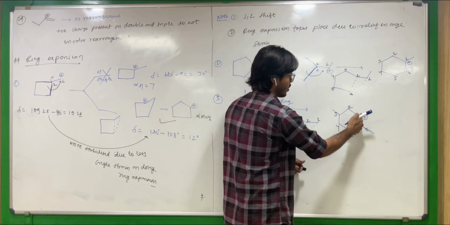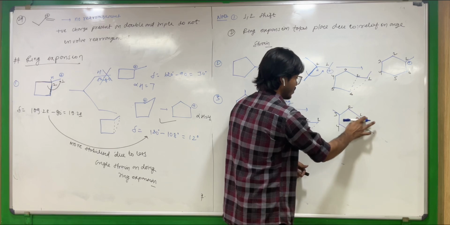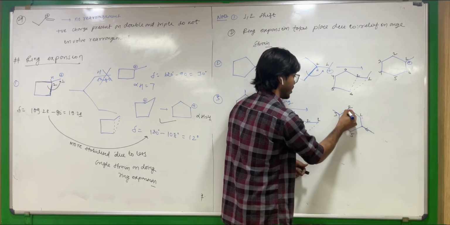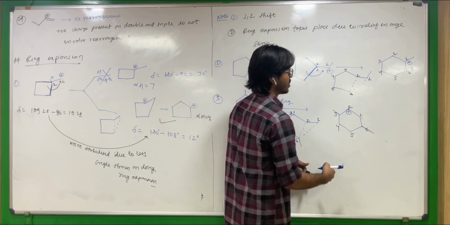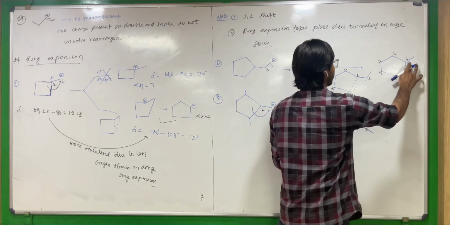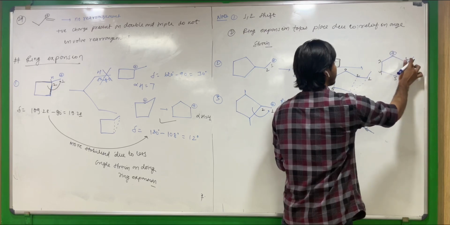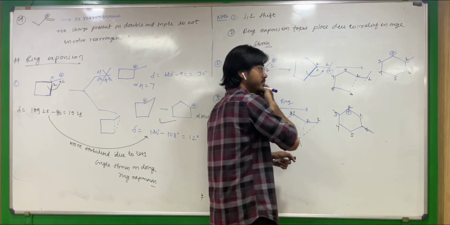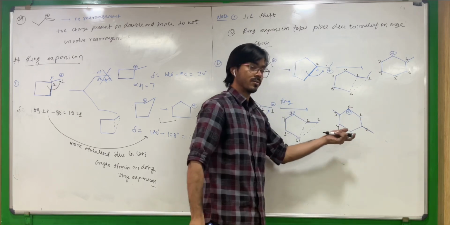So if I do 1, okay, the positive charge will come on the second carbon. So the positive charge will be present here. This will be 1, 2, 3, 4, 5, 6. And here also the positive charge will come on the second carbon. So this will be the product. This is the final product.